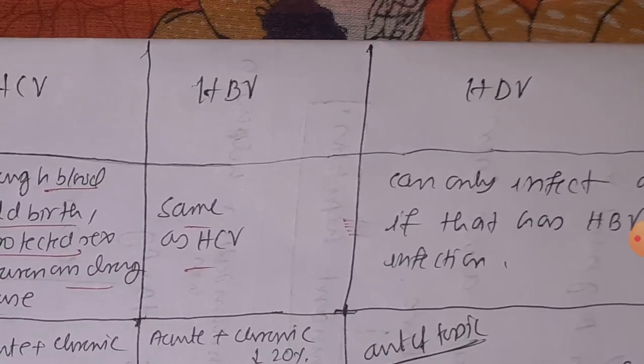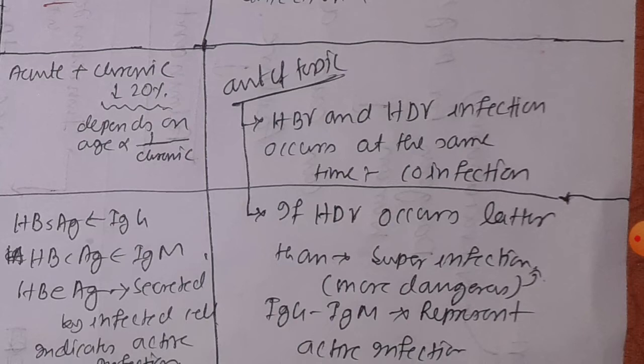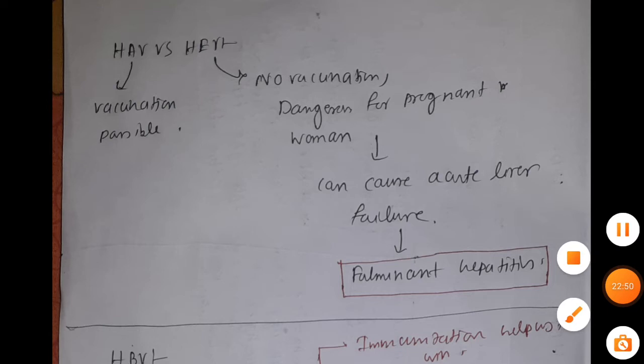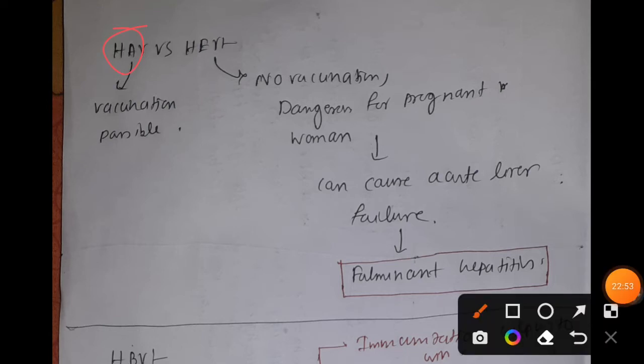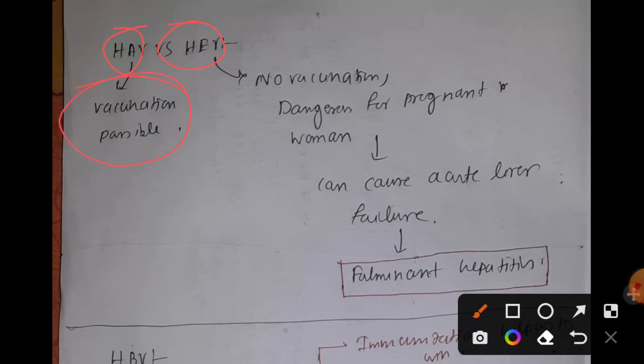And in case of HBV, there is a tug of war between hepatitis B surface antigen, hepatitis B core antigen and hepatitis B E antigen on one side, along with IgG and IgM on the other side. In the last one, IgG and IgM will show active infection. So let's discuss it one more time: hepatitis A and hepatitis E virus. In case of hepatitis A virus, vaccination is possible, but in hepatitis E virus, no vaccination is possible.